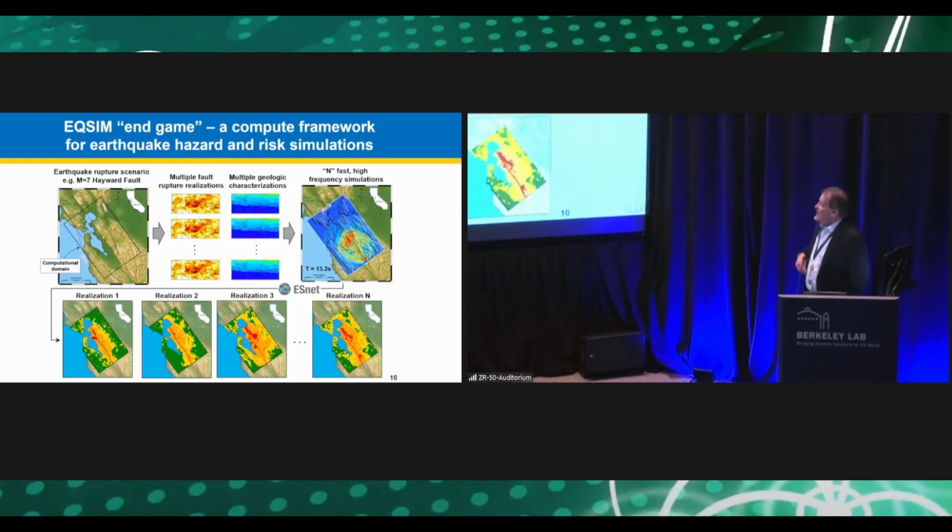So our end game is to be able to run many realizations of a Hayward fault rupture, not one, but 10 or 20 or maybe even 30, so that we can fully characterize the potential risk at a given site anywhere in the San Francisco Bay Area. So that is really the end game of stitching all these things together. Next slide.